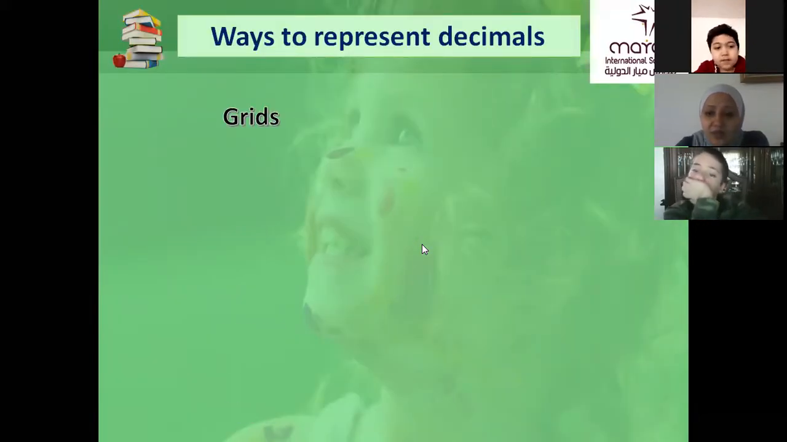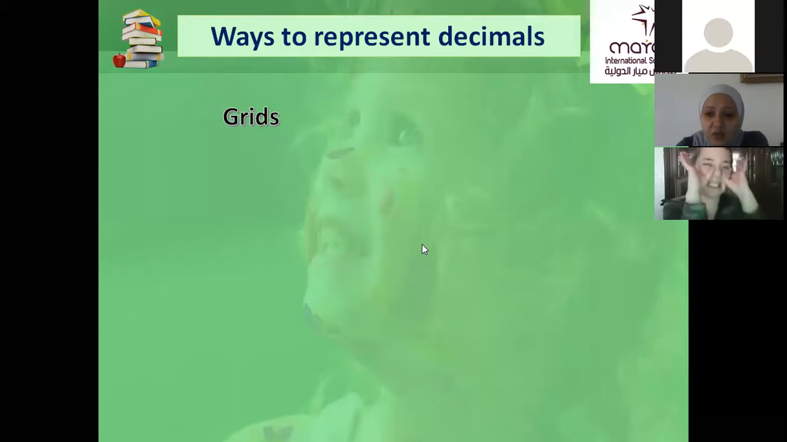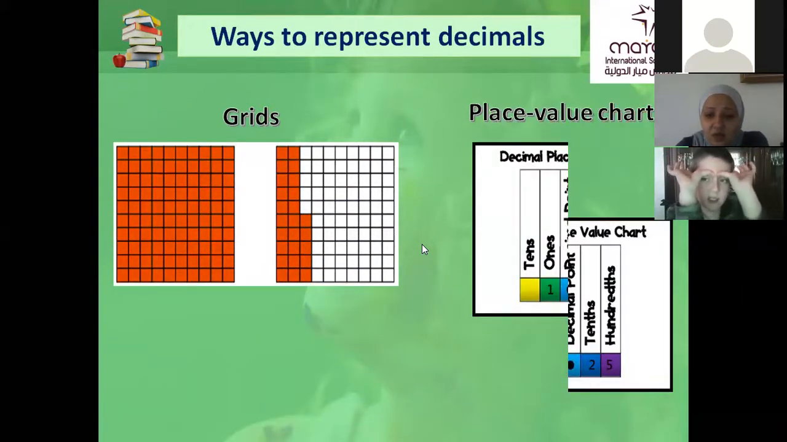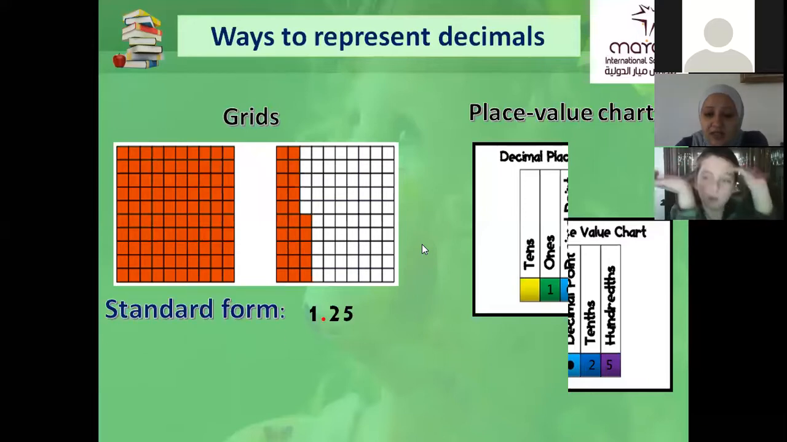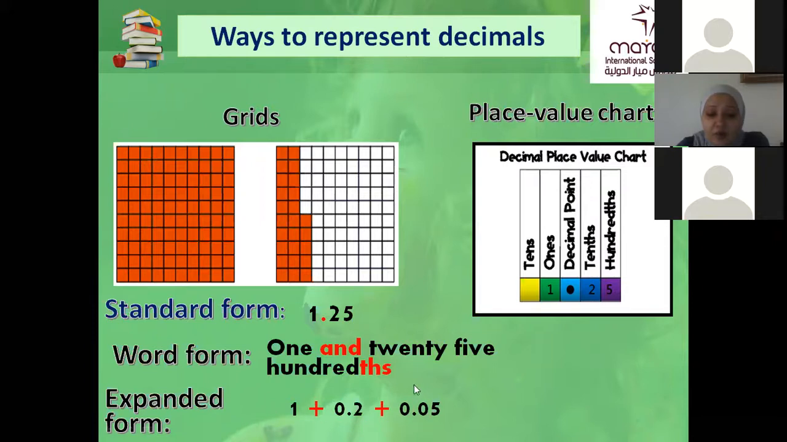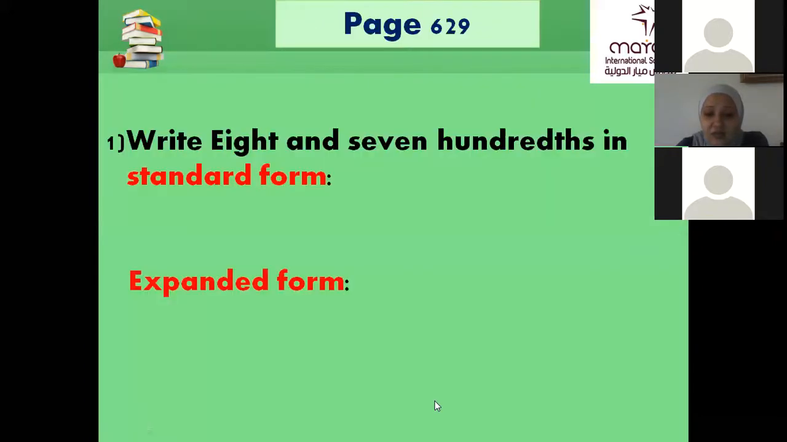Now, ways to represent decimals, we have many ways. The first one is grid. Second one is place value chart. Third one, standard form, word form, and expanded form. In standard form, we use numbers. In word form, we use words. Expanded form, we use values added together.